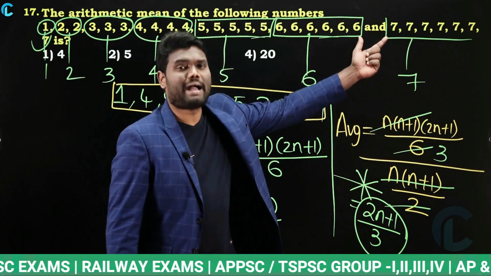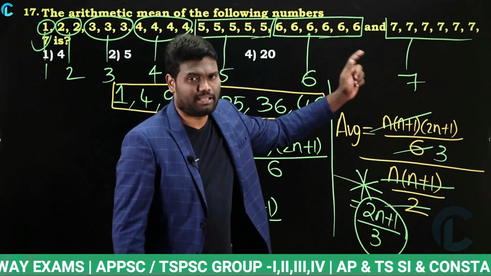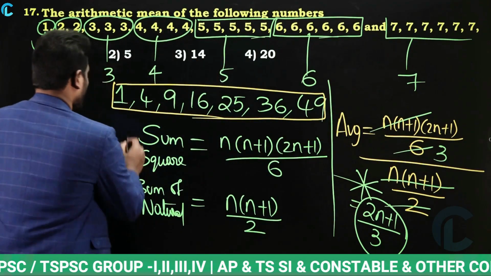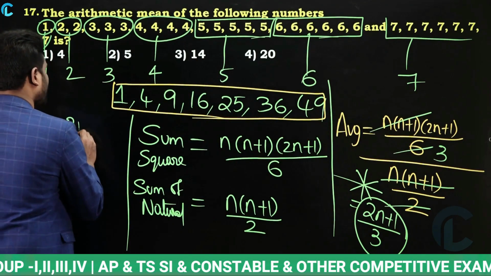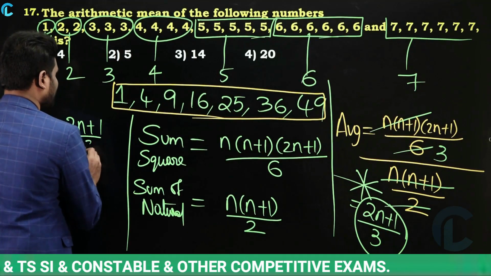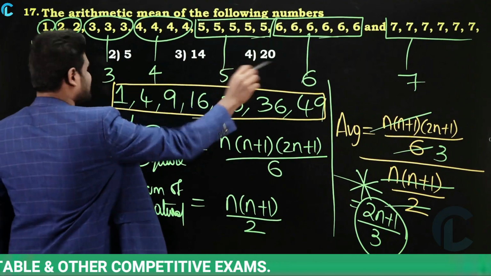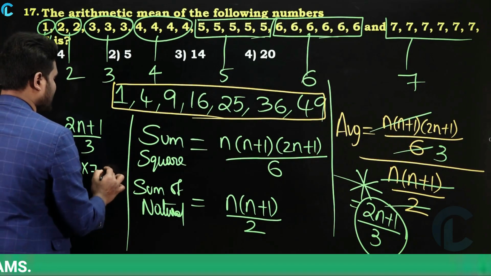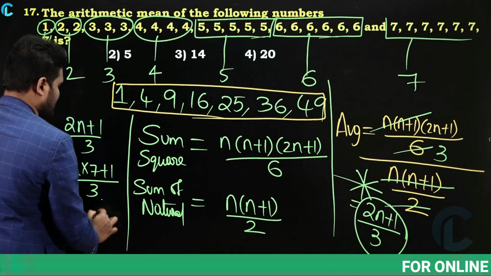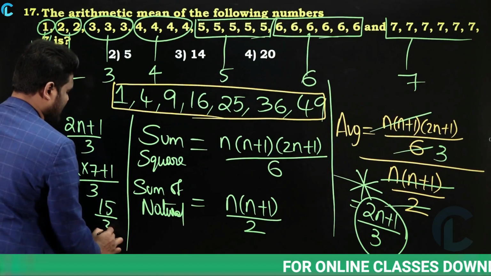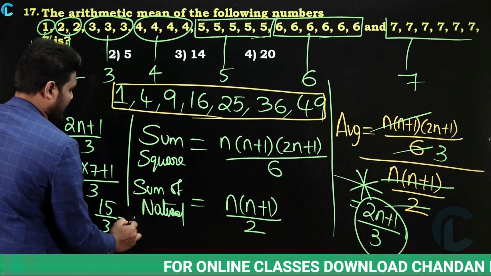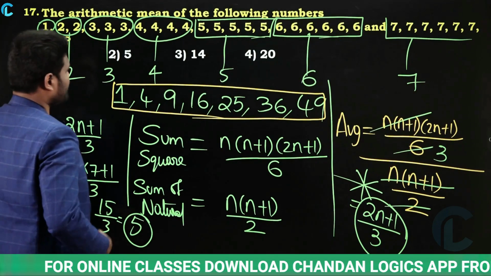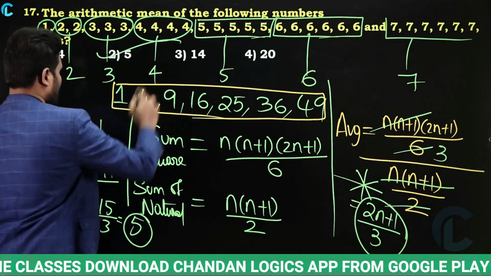n is nothing but the maximum value that you have. So in this question, when you calculate 2n plus 1 by 3, the n value is 7. So this is going to be 2 into 7 plus 1 by 3, that is 15 by 3, which is nothing but 5. So the answer for this question is 5.